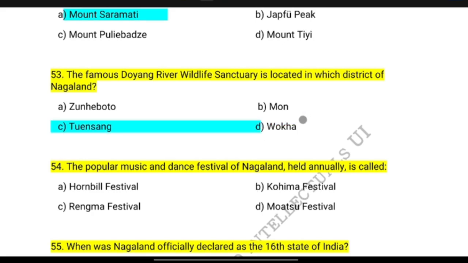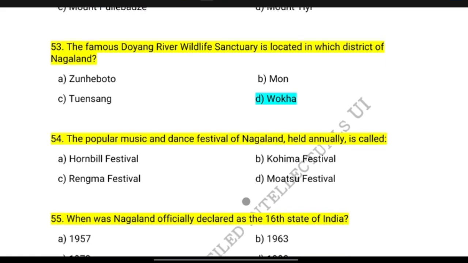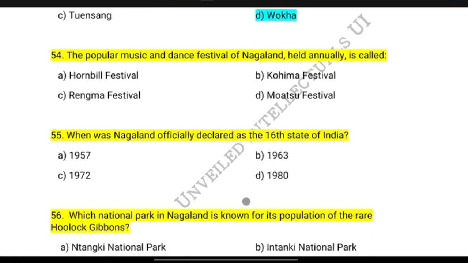Answer. D. Vokha. Explanation. The Diang River Wildlife Sanctuary is located in the Vokha district of Nagaland, known for its diverse flora and fauna. 54. The popular music and dance festival of Nagaland, held annually, is called? Answer. A. Hornbill Festival.